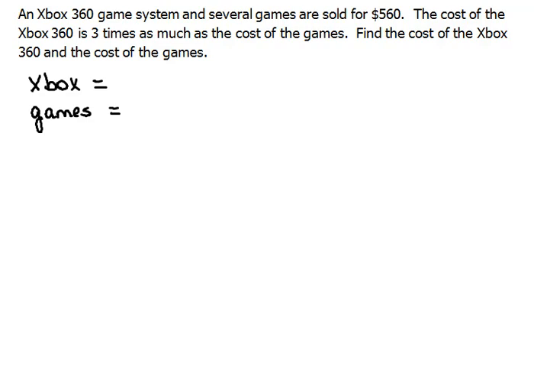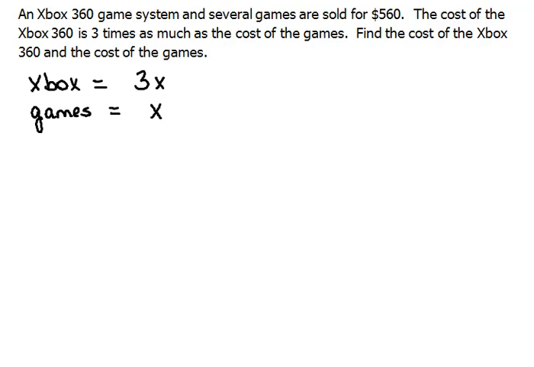I'm going to go ahead and list that out and say, okay, I know I'm dealing with an Xbox and I'm dealing with some games. Now it said that the cost of the Xbox is 3 times as much as the cost of the games. So whatever the games cost, 3 times that is the amount of the system. Let that help you to write your variables. If I just knew how much the games cost, let me call that X, then we could figure out how much the system cost, because that would be 3 times that amount.